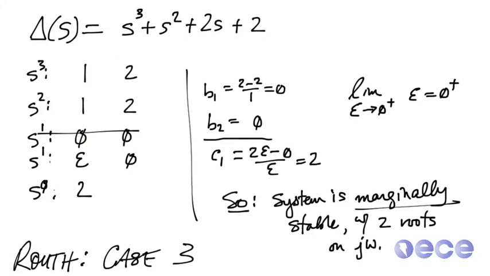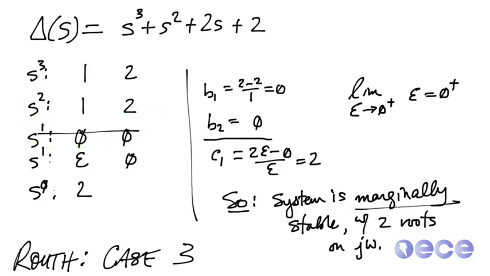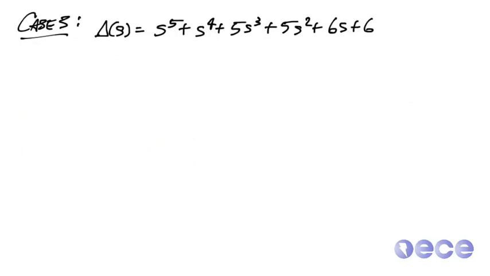So again, if you ever have a full row where the values are both 0, then the row above is the row that tells you how many poles you have on the j omega axis. So because this is s squared, it tells us we have 2 poles on the j omega axis. So we have 2 roots on j omega. Let's go on and look at the next example.